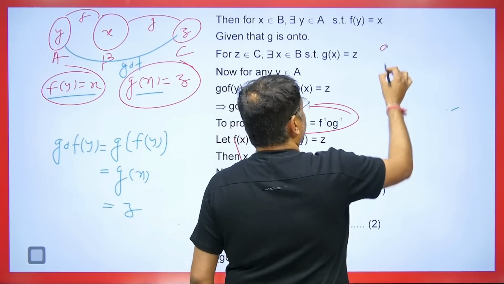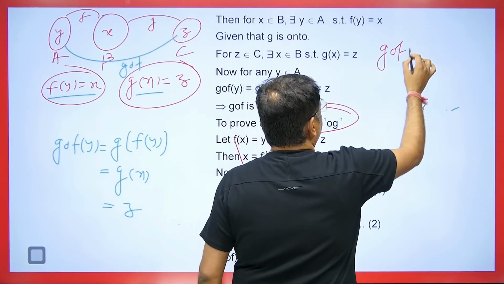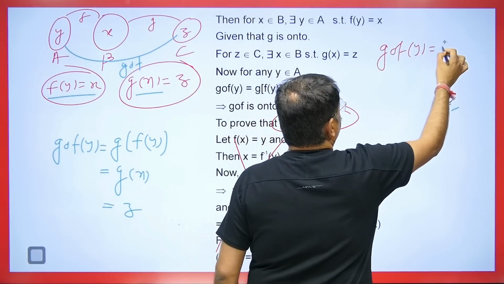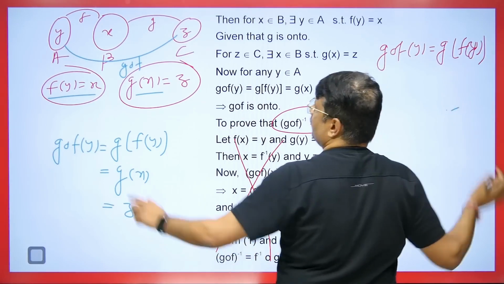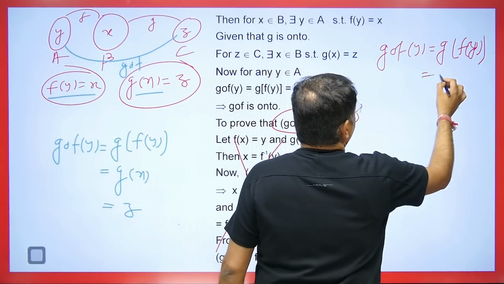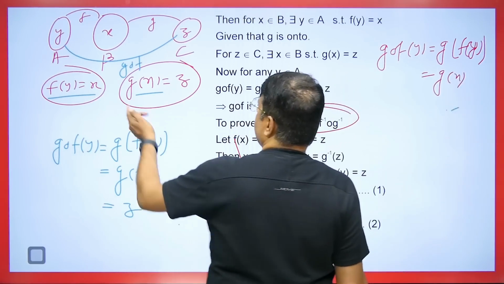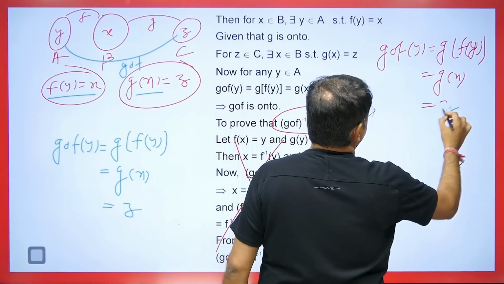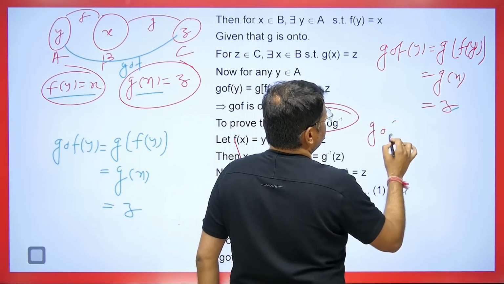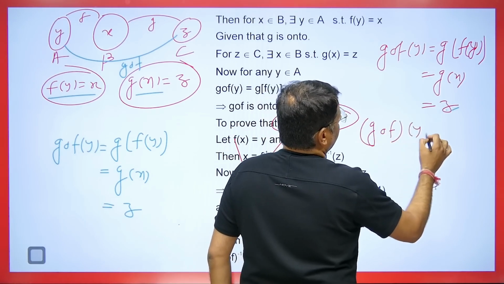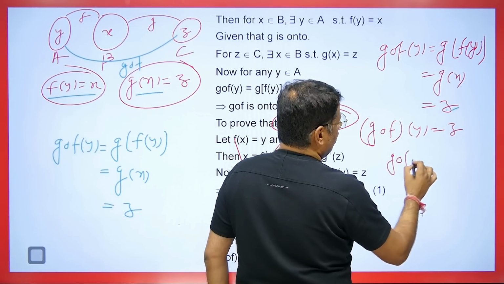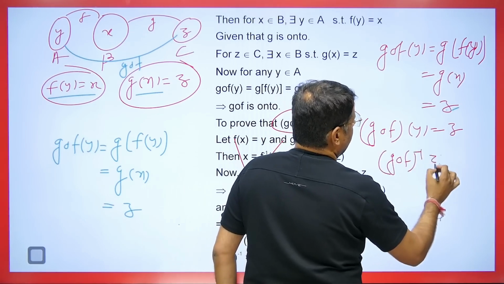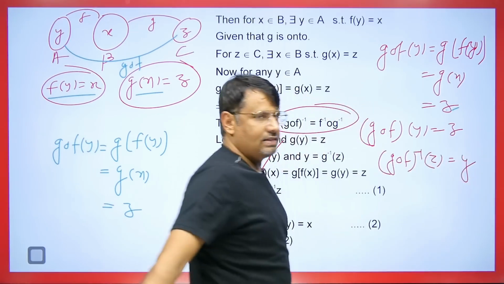We need to prove that GOF inverse is equal to F inverse OG inverse. What we will do here? So firstly, we will talk about GOF and find the value of y, right? So see, this will be GOFY, right? And here what have we taken Fy as? Fy is x. Then this will be Gx. And now here what is the value of Gx? It is z. So students, now listen here, we will get GOFY is equal to z. When I will bring this to the other side, we will get GOF inverse z is equal to y, right?